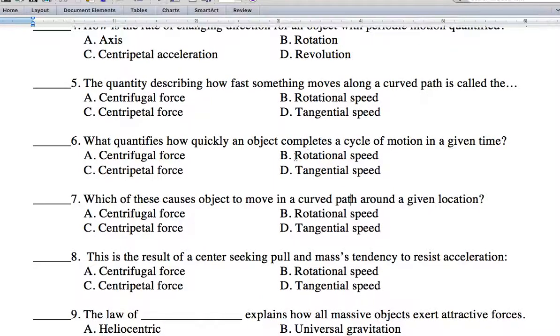I actually made a little mistake here. This shouldn't say rotational speed, so I apologize. I'm actually reinforcing a misconception that I'm trying to get you to avoid. This should say angular speed. So all of these should have been changed to angular speed. Don't worry about changing it right now. I'm not going to grade you down for my mistake.